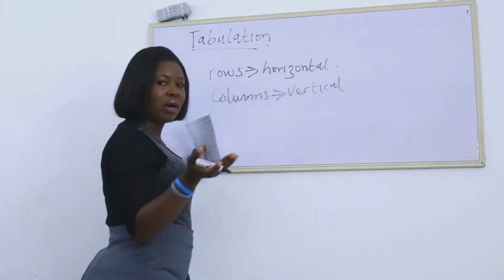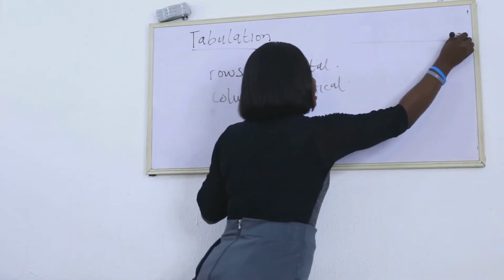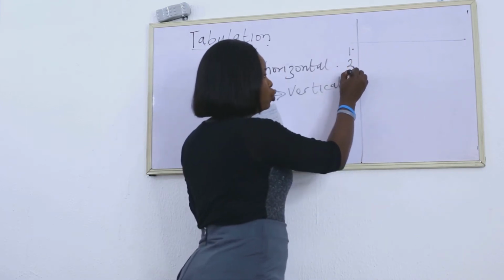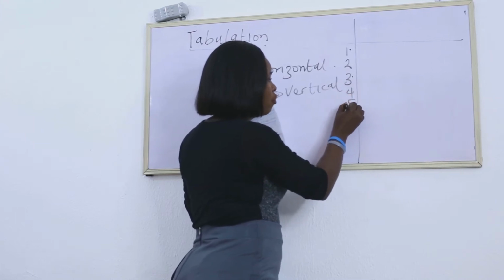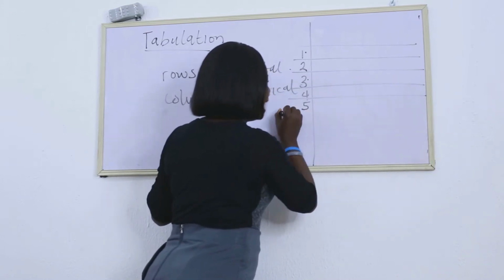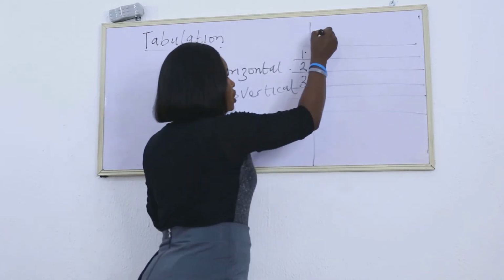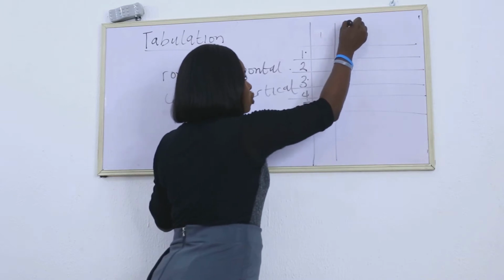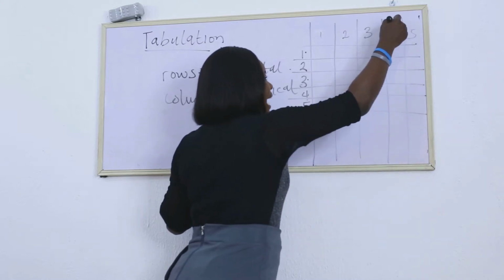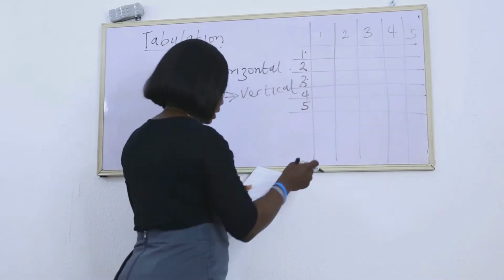For example, how do we explain what a row is? In your note, you have something like this at the beginning. This is row 1, this is row 2, this is row 3, this is row 4, this is row 5, like that. Then what are columns? We said columns are vertical in nature. So this is column 1 on the board, this is column 2, this is column 3, this is column 4, this is also column 5, and like that. So rows are usually horizontal in nature, then columns are vertical in nature.